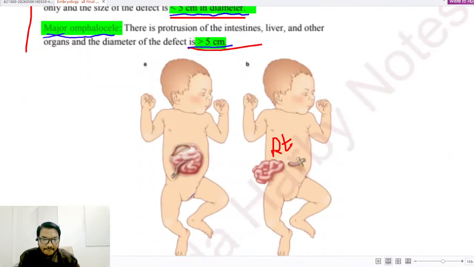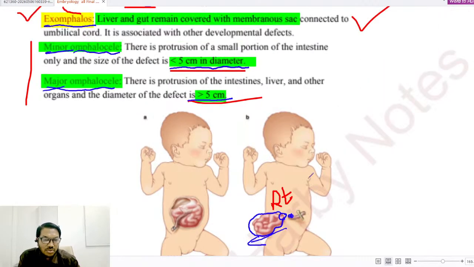Like this. This is the umbilicus, and it is coming to the right of the umbilicus. So this one is gastroschisis, and there will be no covering. And if it comes through the umbilicus, then it will be exomphalos. It has two, minor and major.